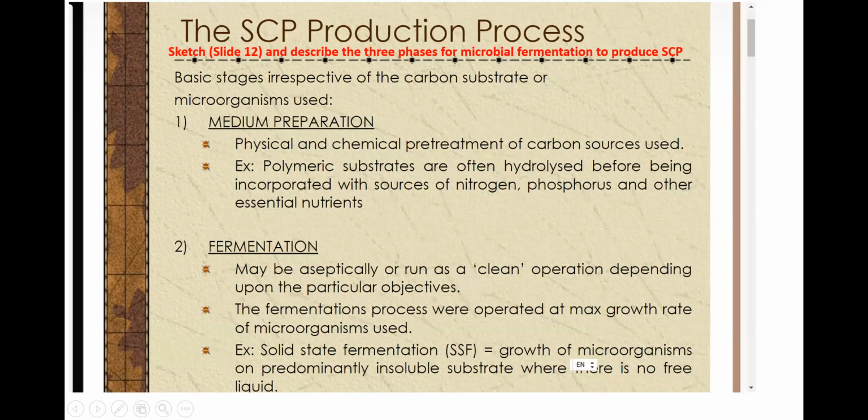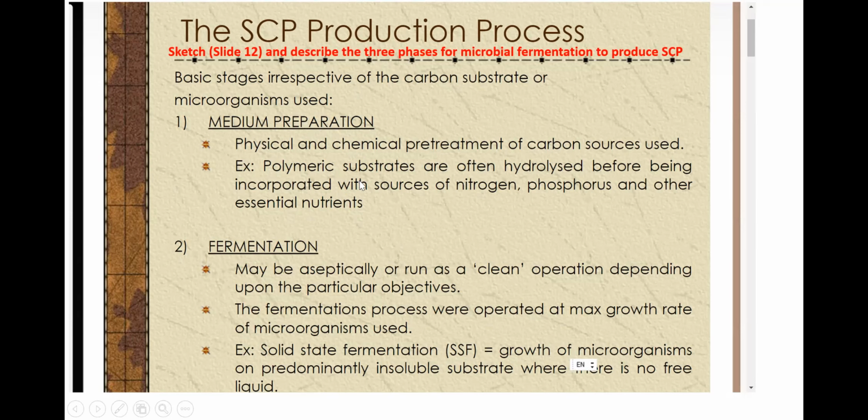Then the question may be asking you to describe the three major phases of microbial fermentation. Although I know just now I talked only about two phases, the upstream processing and the downstream processing. To be exact, the upstream processing we can also divide into two phases. The first one is medium preparation. So you must be able to elaborate what is the first step for fermentation in the upstream processing. For example, it is to prepare the medium.